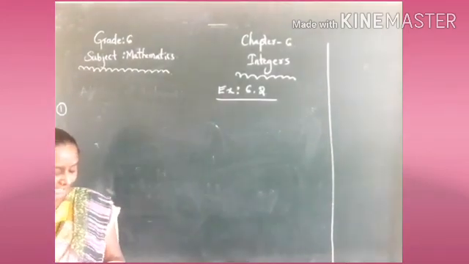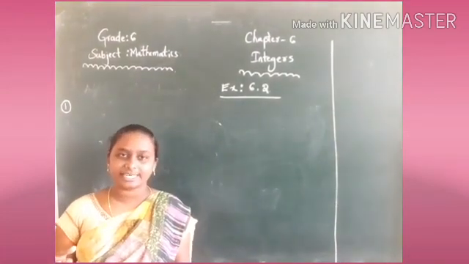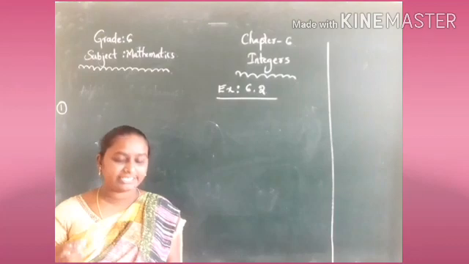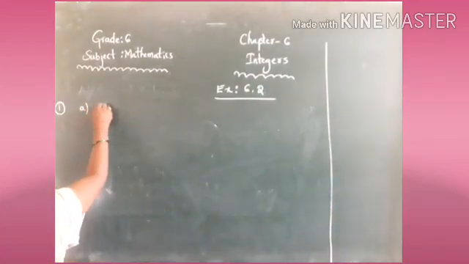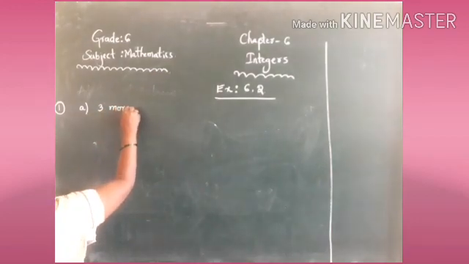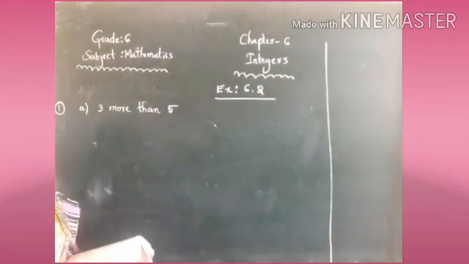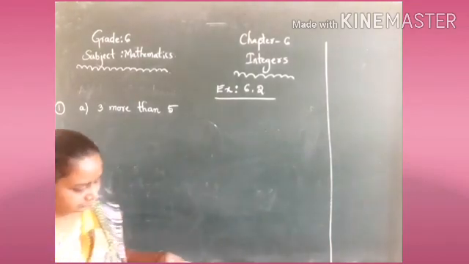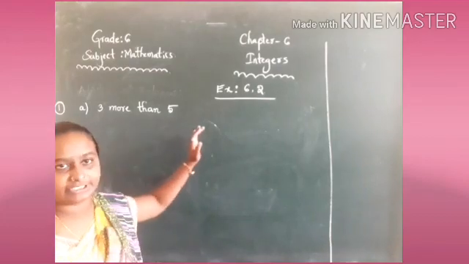Using the number line, write the integer which is 3 more than 5. 3 more than 5. We have to use the number line and find which integer it gives.